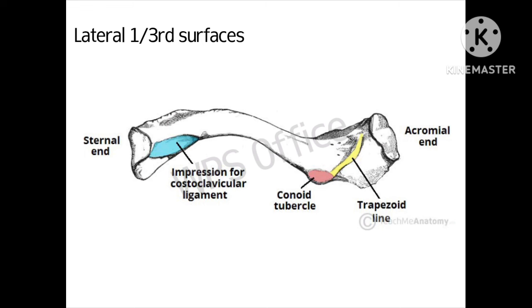The superior surface of the lateral 1/3 of the shaft of the clavicle is smooth and subcutaneous, while the inferior surface is rough. The inferior surface contains the conoid tubercle for the conoid ligament and the trapezoid line for the trapezoid ligament, and these two are covered by the coracoclavicular ligament, which arises from the coracoid process of the scapula and covers the AC joint.